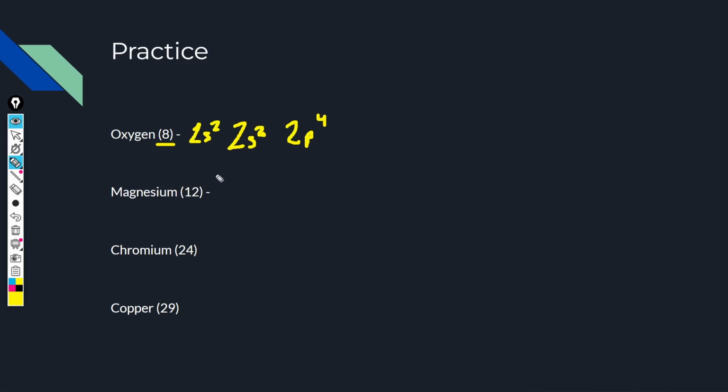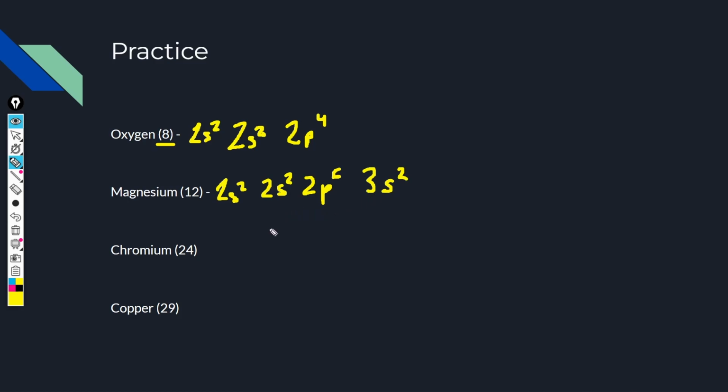Now let's try another atom, magnesium. Magnesium has 12 electrons, so we know 1s2, 2s2, 2p6. How many electrons is this? This is 10 electrons, so we have 2 left. Now we go to the third shell, so we have 3s2.